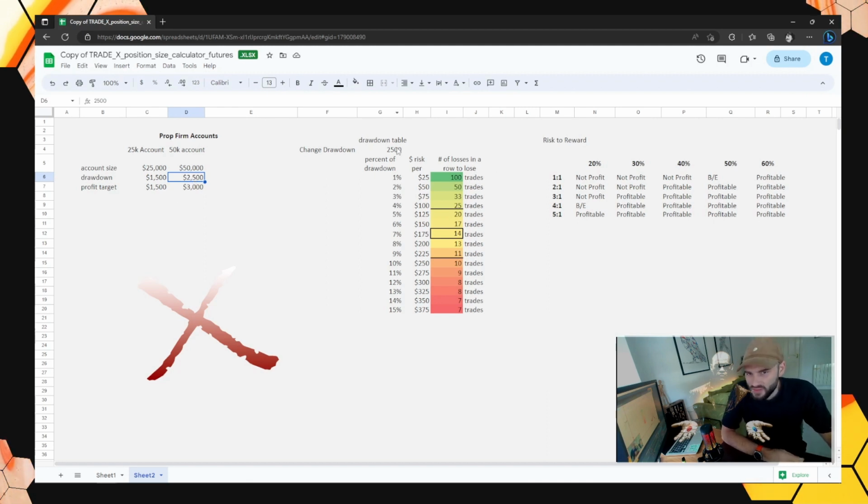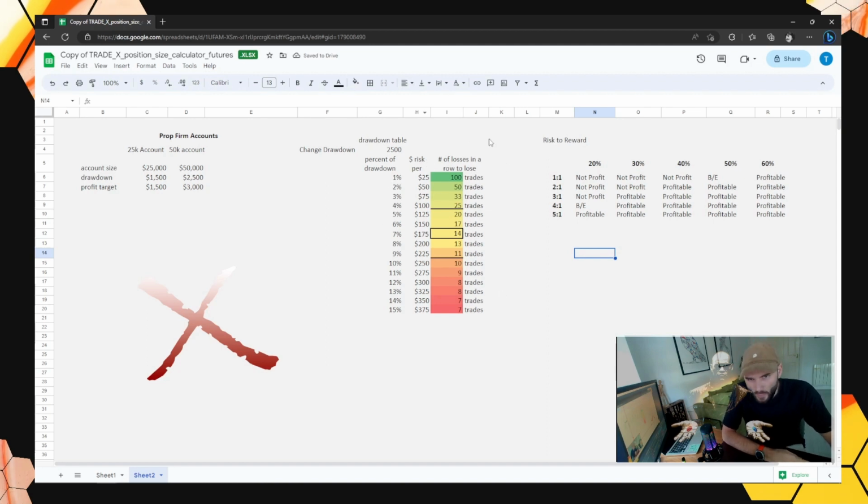We can then move over to this section here, and this section is really, really important. So up here, this tab here, which is G4, you can change this. So depending on what size account you have decided to sign up for, you can change this figure. So you can change it to 1,500, you can change it to 2,500. But for the sake of this episode, we're going to talk about 2,500, right?